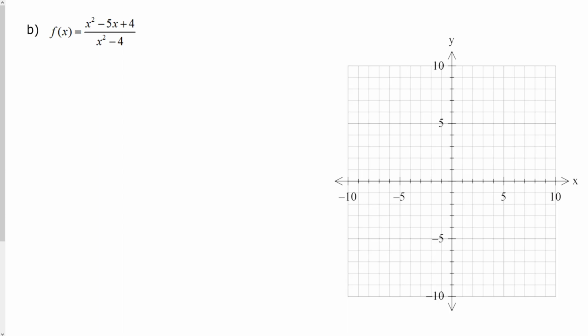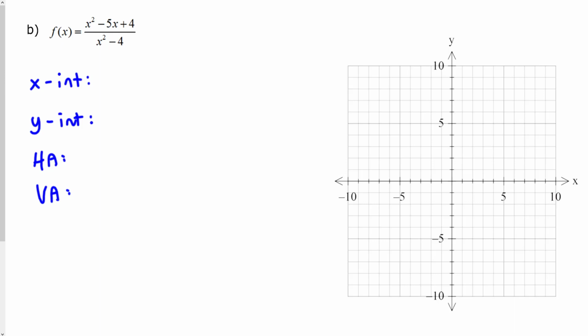f of x equals x squared minus 5x plus 4 over x squared minus 4. So again, I'm looking for x-intercepts, y-intercepts, horizontal asymptotes, and vertical asymptotes.